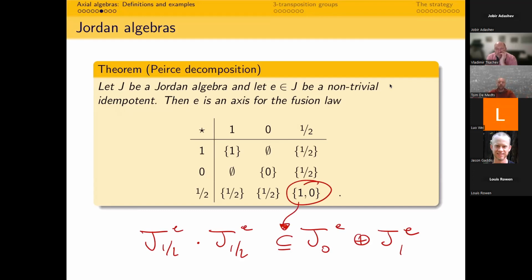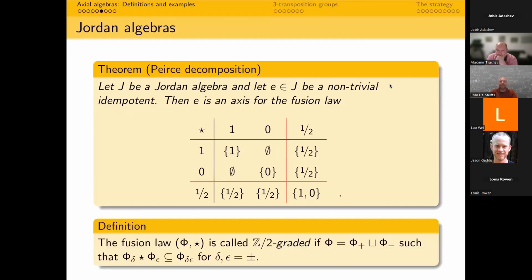Okay, so this is really all very classical. It's contained, for instance, in Jacobson's Blue Book on Jordan algebras, just to give one example. And a really nice and interesting observation about this specific fusion law is that it has a grading. It has a Z2 grading. So the fusion law itself breaks up into two pieces.